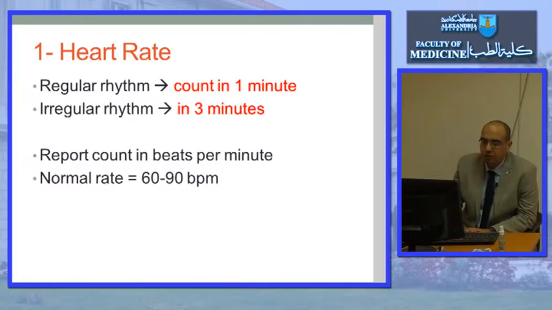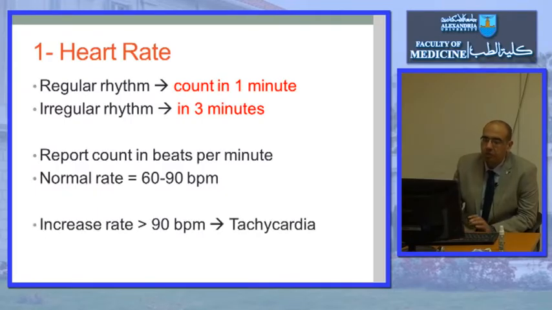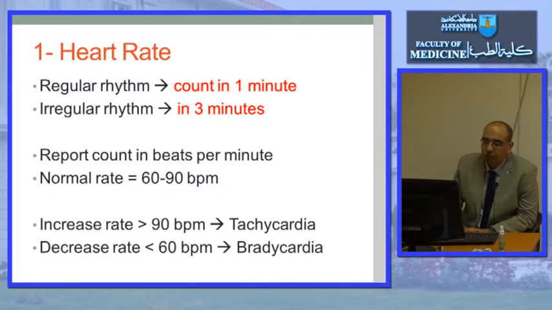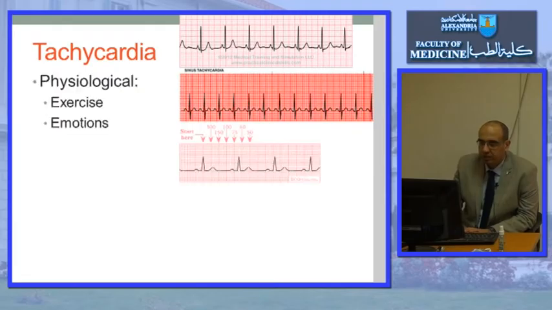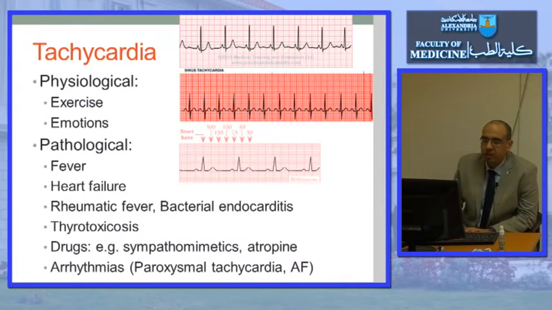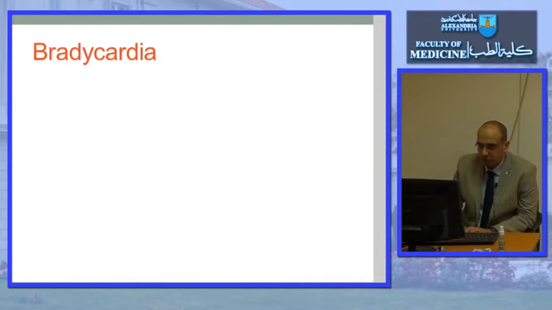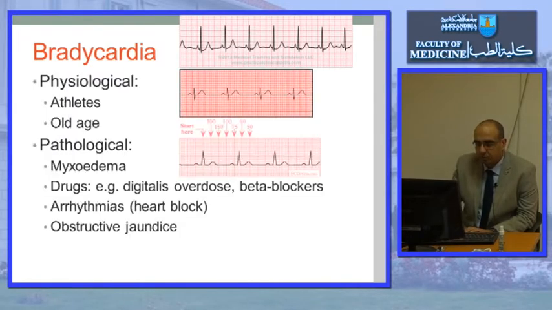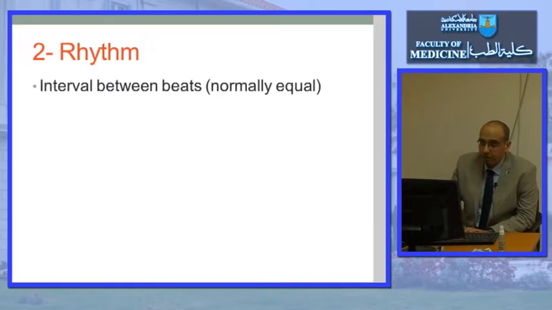Normal heart rate is from 60 to 90 beats per minute. When it is more than 90, it is called tachycardia. When it is less than 60 beats per minute, it's called bradycardia. Tachycardia has physiological causes like exercise and emotions, or pathological causes like fever, heart failure, thyrotoxicosis, and sympathomimetic drugs. Bradycardia occurs in athletes, old age, or in some pathological diseases like myxedema or digitalis overdose or heart block and obstructive jaundice.